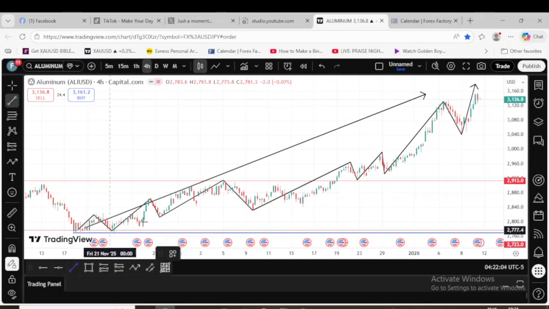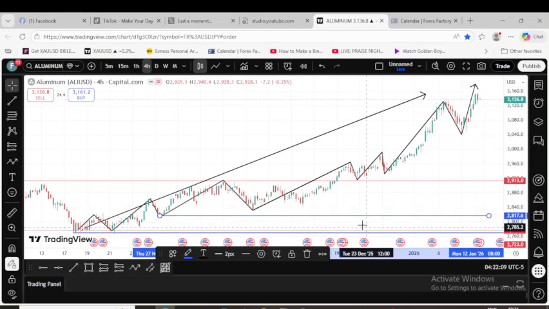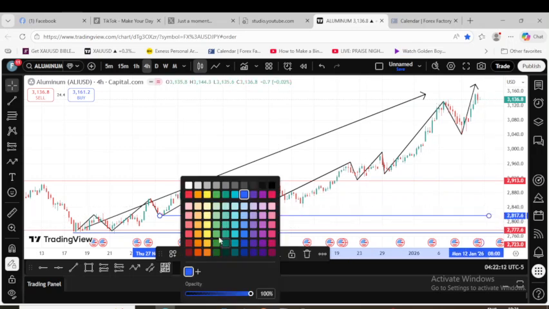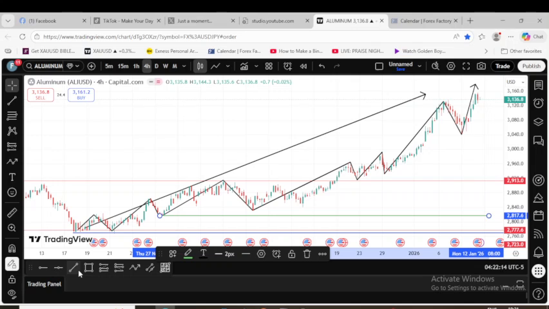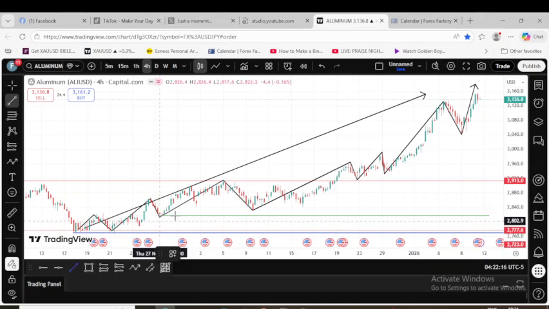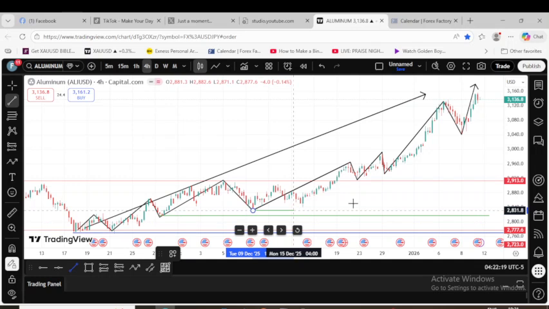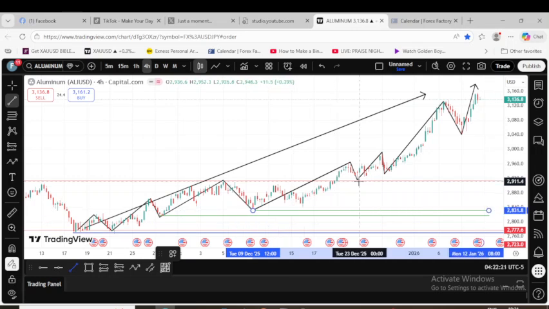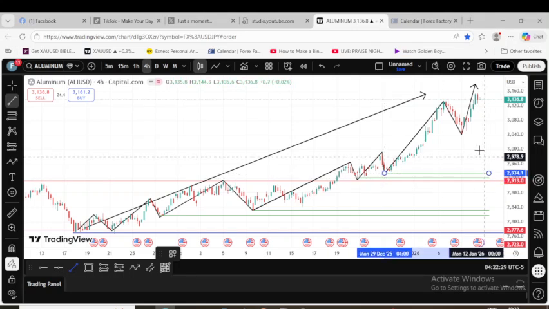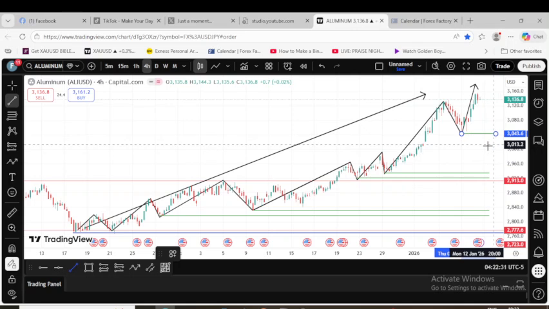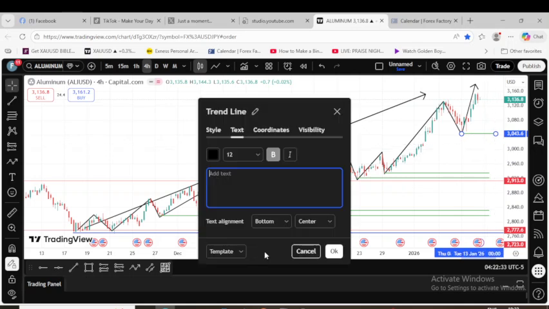So let's mark out our zones. Let's start from here. Let's change the color to light green for the sake of differentiation. So this is now our H4 market structure. Let's write it out. This is our H4 market structure.